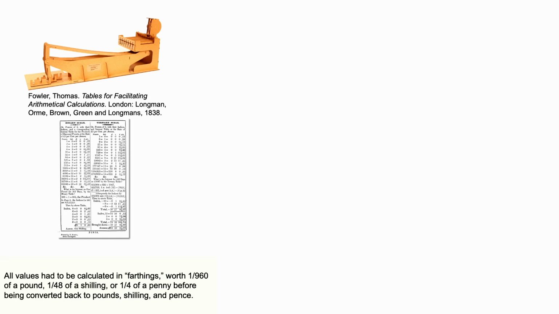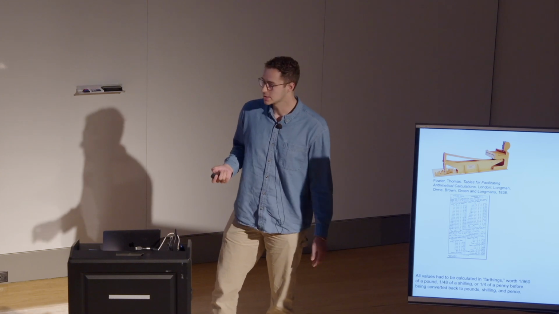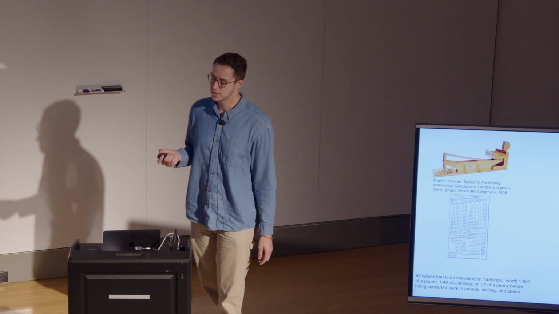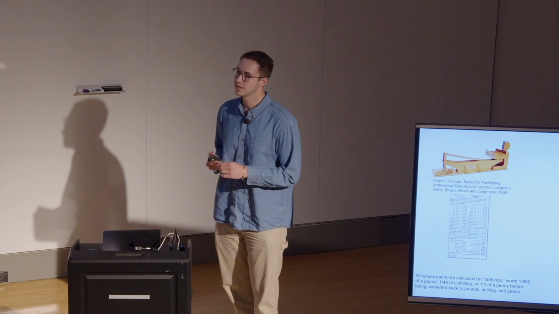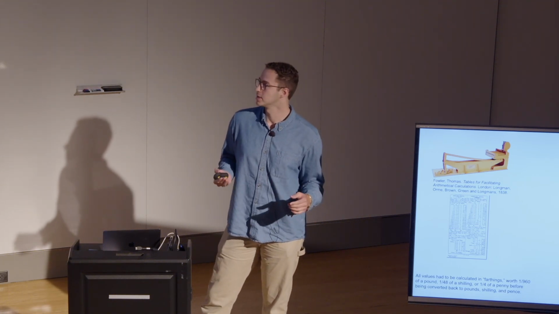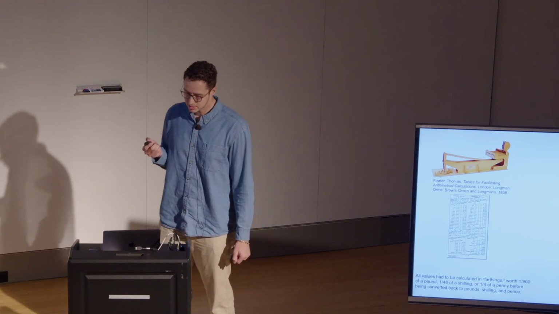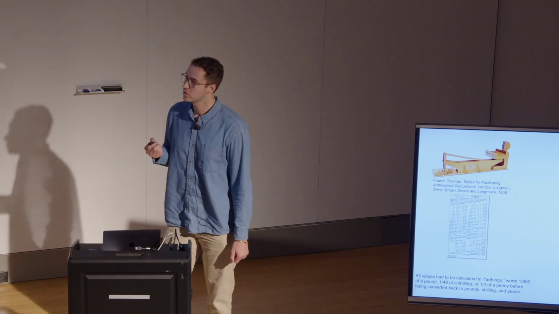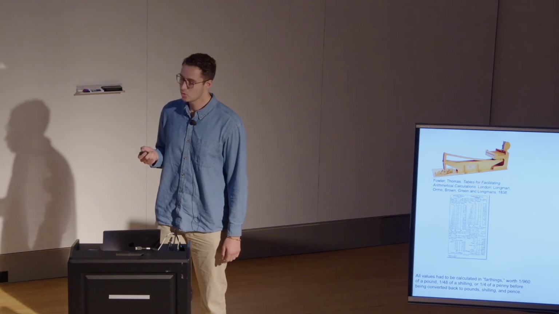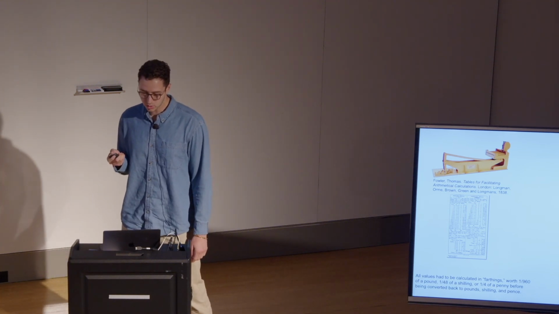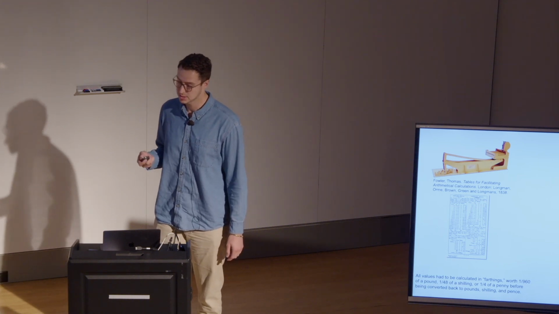Okay, so when I was going back and trying to look into this history, the first place I actually saw classical dits pop up for accomplishing some task of interest was in rural England in the 20th century. There was this gentleman by the name of Thomas Fowler who had to calculate taxes in a parish with an extremely complicated currency system. The taxes had to be calculated in farthings, which were worth 1/960th of a pound, 1/48th of a shilling, or a quarter of a penny, before then being converted back to pounds, shillings, and pence.